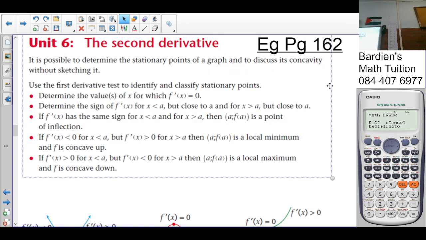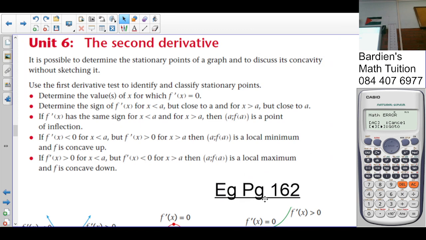Right, let's read what they say. We are told it is possible to determine the stationary points of a graph and discuss its concavity without sketching. Use the first derivative test to identify and classify the stationary points. Now how do we do that? Determine the values of x for which f prime x is equal to 0. So here we're working out the stationary point or the turning point.